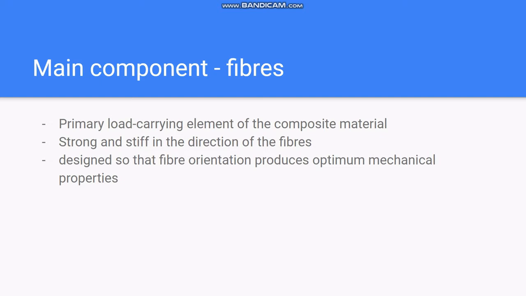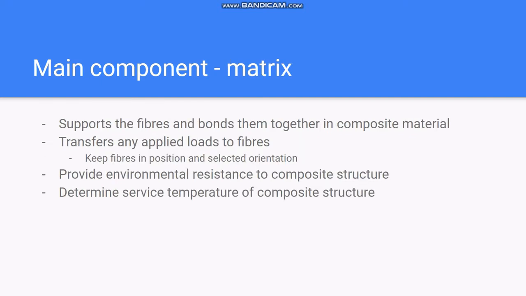Next, I'll be moving on to the matrix. The matrix supports the fibres and bonds them together in the composite material. It transfers any applied loads to the fibres and keeps the fibres in position and selected orientation. It provides environmental resistance to the composite structure and determines the service temperature of the composite structure.